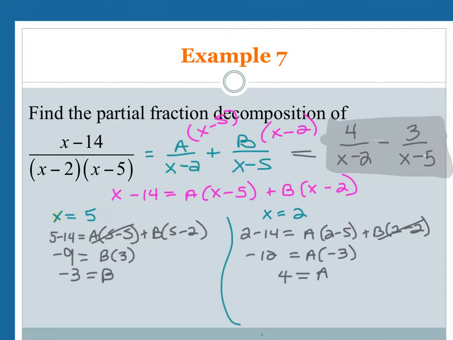You're going to see in a moment too, like sometimes you'll get fractions as numerators. You got to pull the denominator of the fraction out. You can't keep a fraction within a fraction.